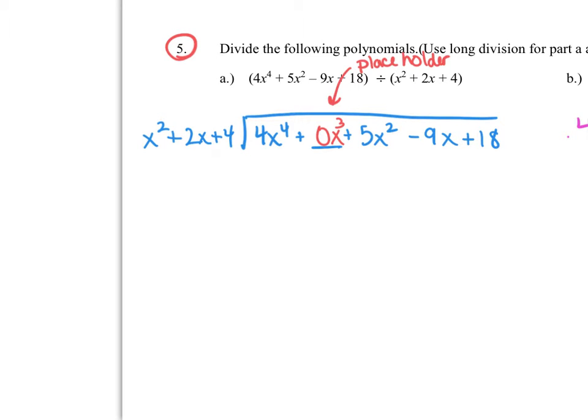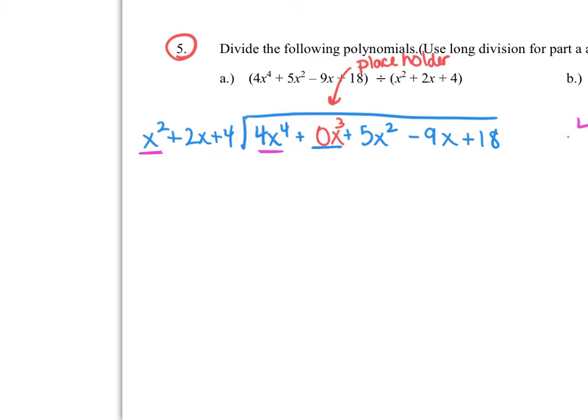Okay, for question 5, it's long division. I already have it set up. For long division, you don't necessarily have to do the placeholder, but it will help you when you are adding or subtracting your like terms. So first step, you look here and here.